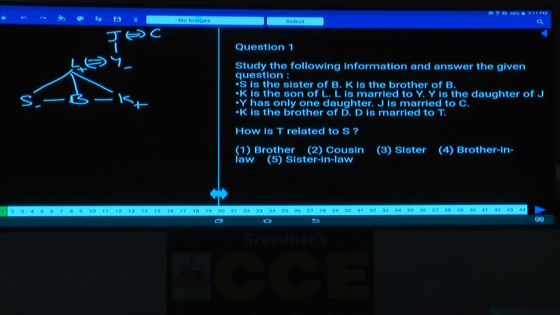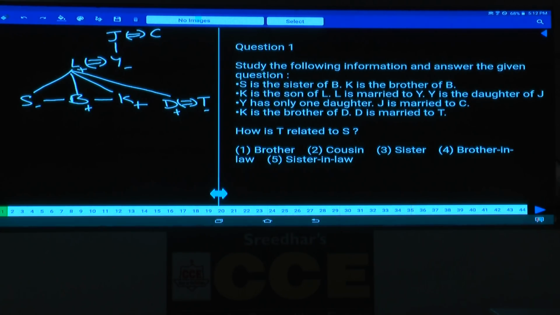K is the brother of D. And D is married to T. Now this L is having only one daughter, that is none other than S. All the remaining persons are males, sons. Hence D is a male, T is a female.